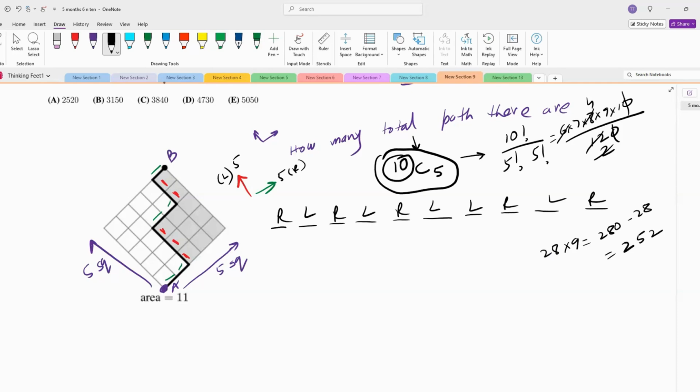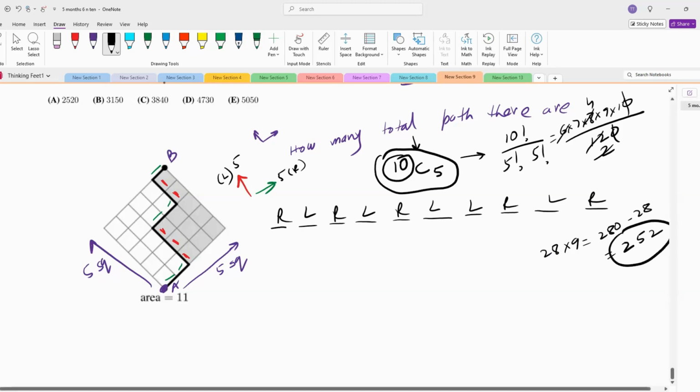Right? 252. Yeah, I think that's right. Okay, so essentially, total paths that I have is 252. Let me make sure I got this correct. 6, 7, 8, 9, 10 divided by 120. So 624, 28 times 9. Yeah, 252. Okay, that makes sense.